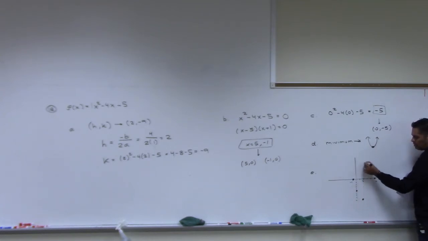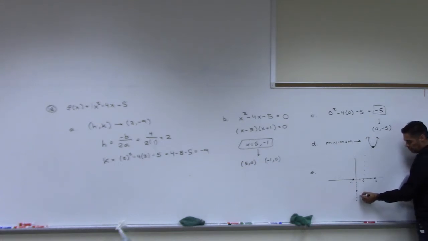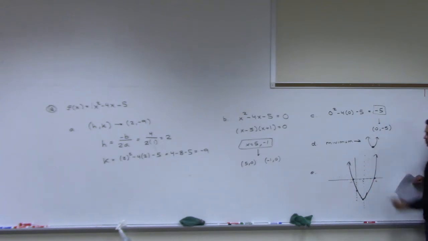Remember that thing called an axis of symmetry? You don't have to draw it. And we're going to draw a V. A V? No. Remember, it's a U. Draw a little U-shaped parabola.